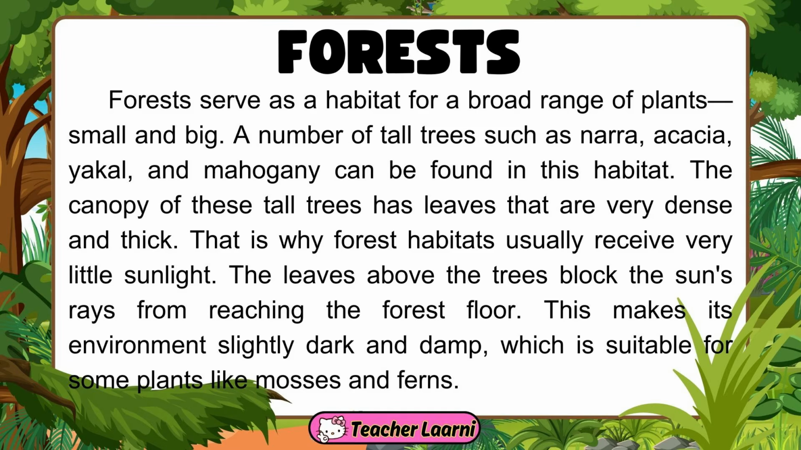A number of tall trees such as nara, acacia, yakul, and mahogany can be found in this habitat. The canopy of these tall trees has leaves that are very dense and thick. That is why forest habitats usually receive very little sunlight. The leaves above the trees block the sun's rays from reaching the forest floor. This makes its environment slightly dark and damp, which is suitable for some plants like mosses and ferns.